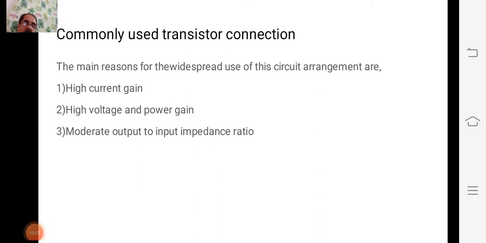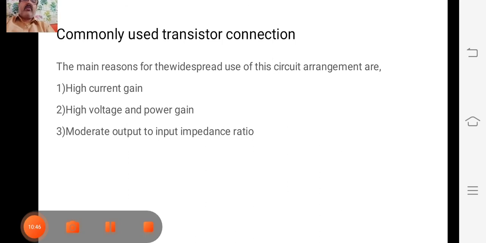So this is the application of common emitter. That means from that we can say that this transistor is used in this circuit. That means the current amplification factor is the ratio of change in emitter current, delta IE, to the change in base current, delta IB. And these are the applications of common collector. So thank you very much.